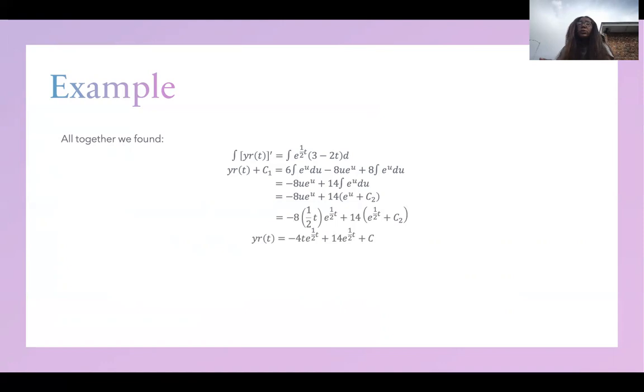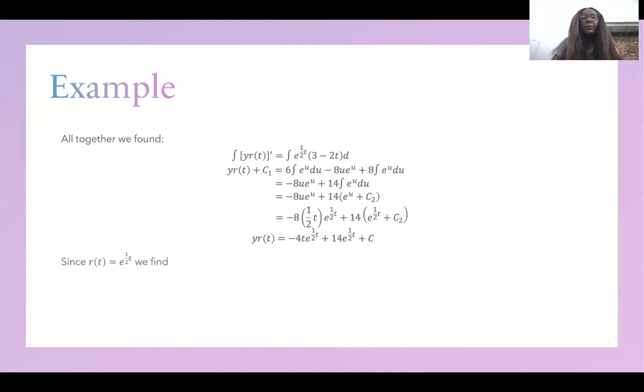Now, our u, we've got to throw back in, right, to what it was originally, which is our 1/2 t. So we plug that back into all of our u's, and we can simplify this as well as adding our integration constants together to get that y times r of t is equal to negative 4t e to the 1/2 t plus 14 e to the 1/2 t plus c.